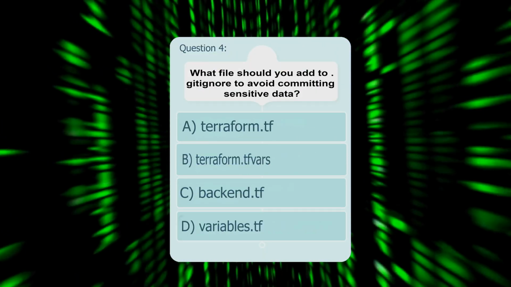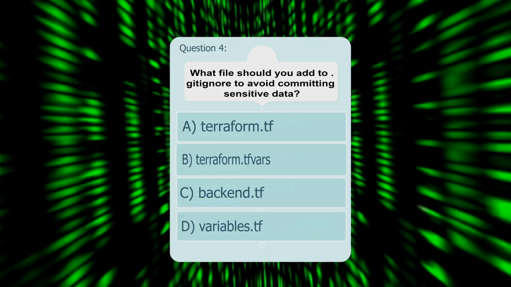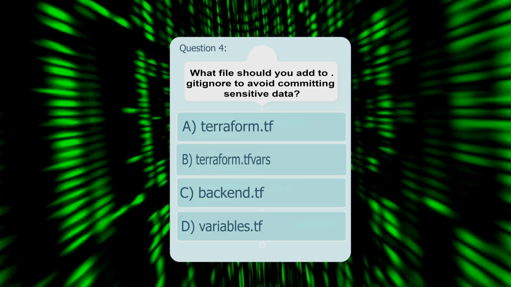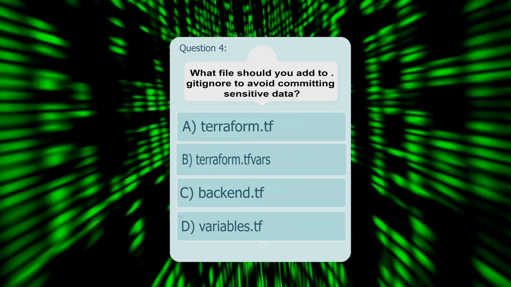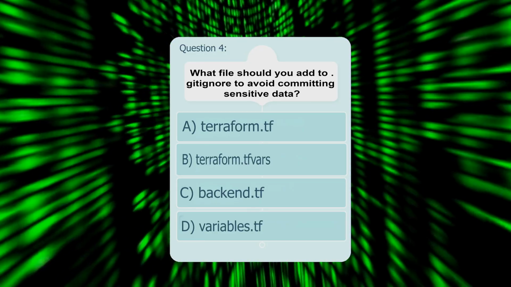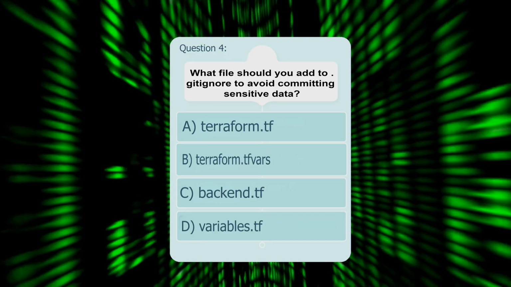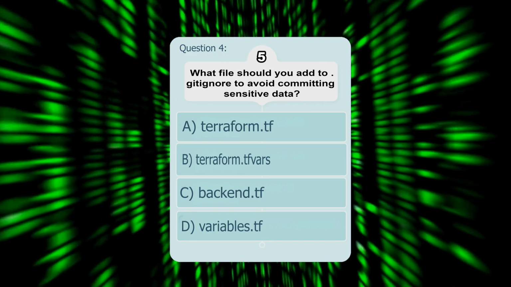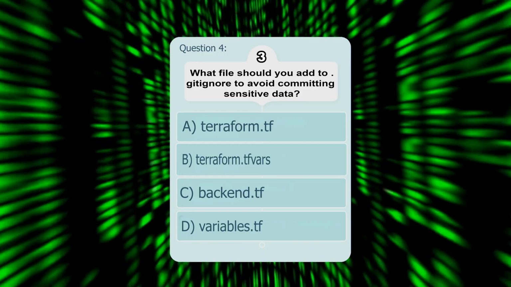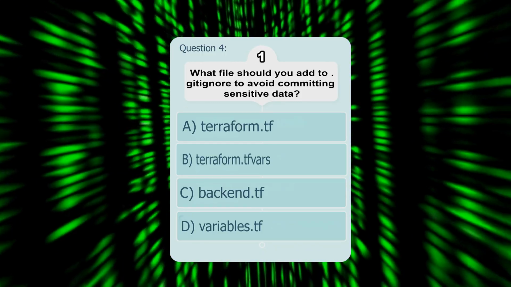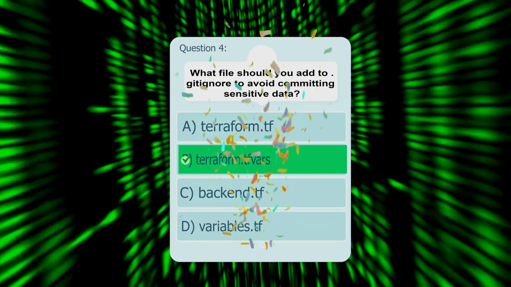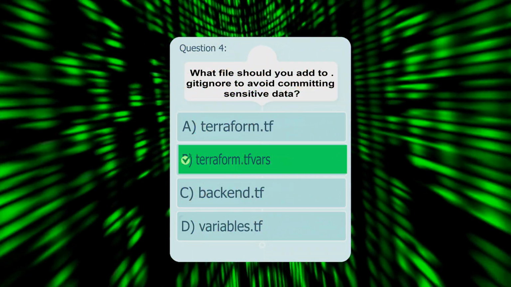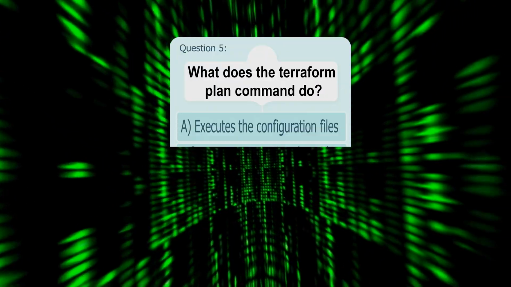Question 4. What file should you add to Gitignore to avoid committing sensitive data? A. Terraform.tf. B. Terraform.tfvars. C. Backend.tf. D. Variables.tf. Answer. B. Terraform.tfvars.